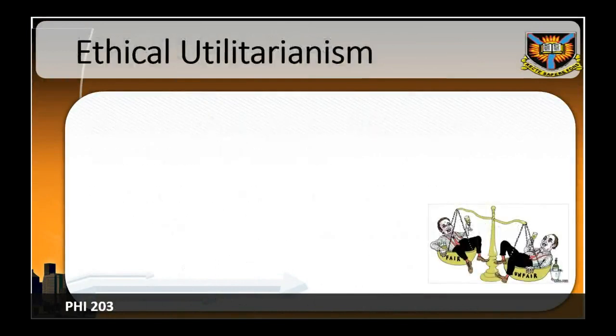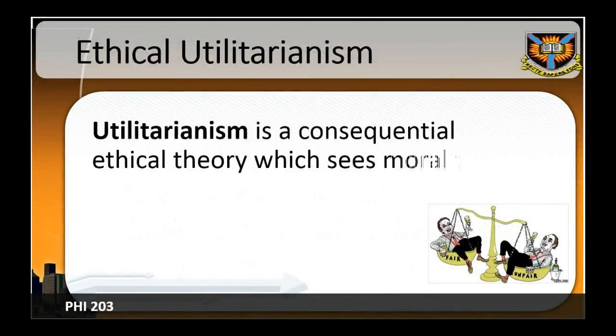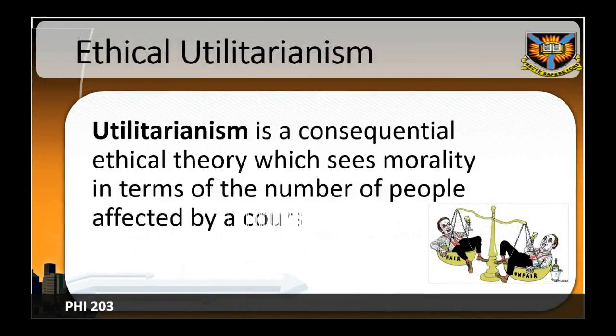Ethical utilitarianism. Utilitarianism is a consequentialist ethical theory which sees morality in terms of the number of people affected by a course of action. This moral theory posits that the moral status of an action is measurable by the amount of non-moral consequences it brings about for those it affects.